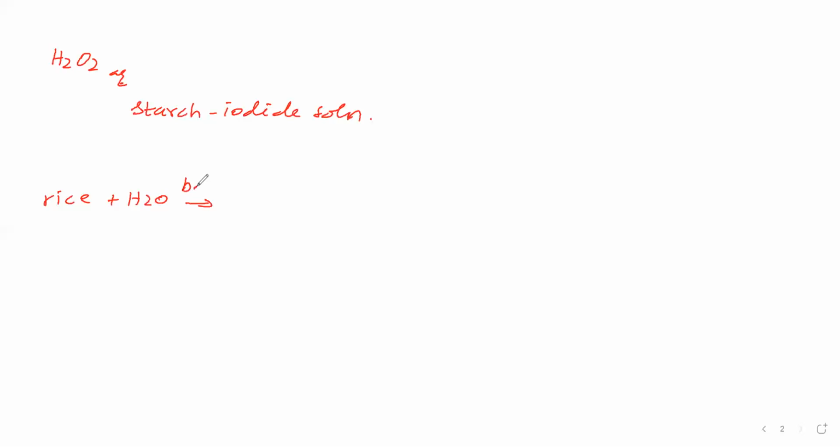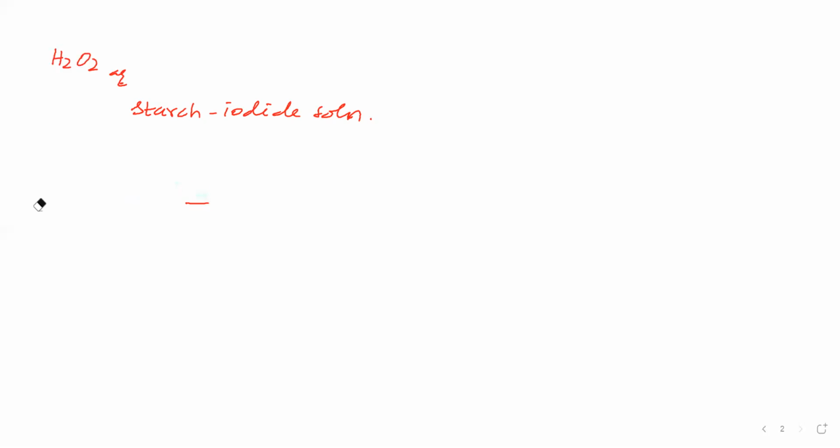We boil this to the extent that the resultant solution will be fully white in color. This water should become completely white, dark white. Then filter it. The filtrate is called a starch solution. Now we know how to prepare starch solution.